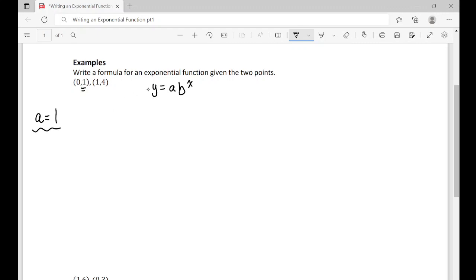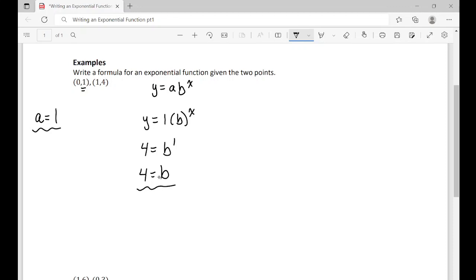So when I plug 1 into my equation, I'm going to get y equals 1 times b raised to the x. And now I can use my other ordered pair, 1, 4, 1 for x, 4 for y, plug it in here and get b. So I'm going to have 4 equals, and the coefficient of 1 is not necessary to write anymore, so I'm going to just drop it, b raised to the 1. So what does b equal? I don't need the exponent of 1, so I can just say that b equals 4.